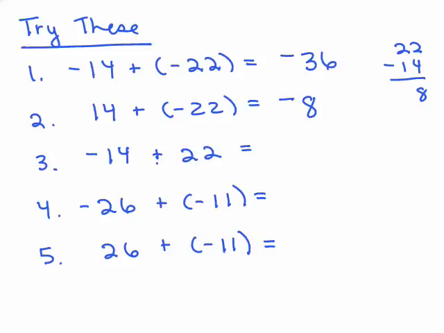Negative 26 plus negative 11. They're both negative, so the answer is negative. Add those together. That's how you have a lot of negatives. And the last one, you're adding a positive and a negative, so the positives outweigh the other, and so you subtract. And that's it.